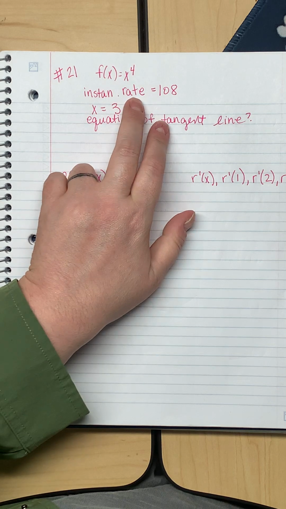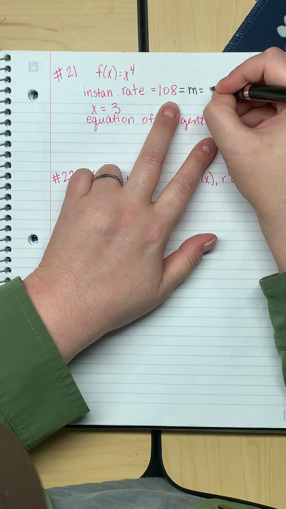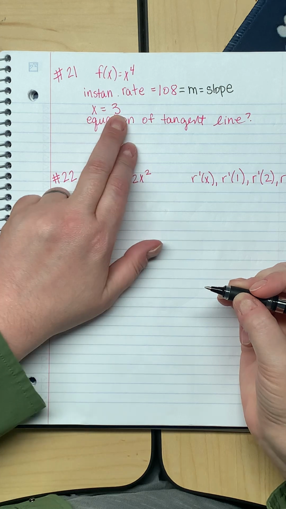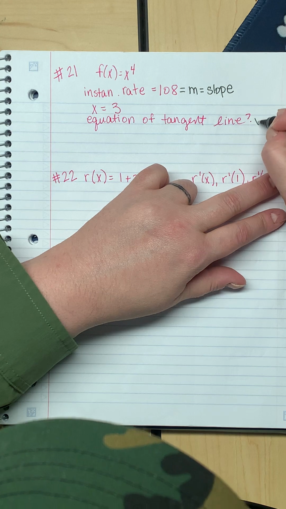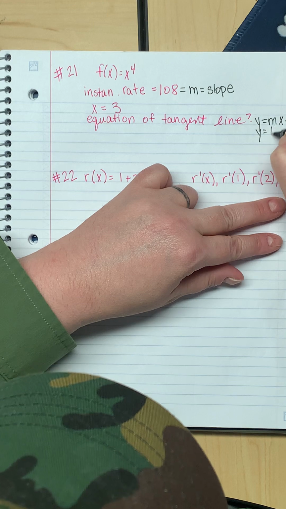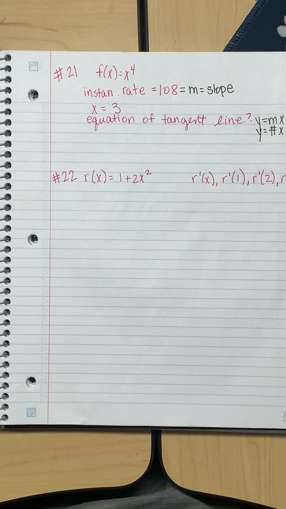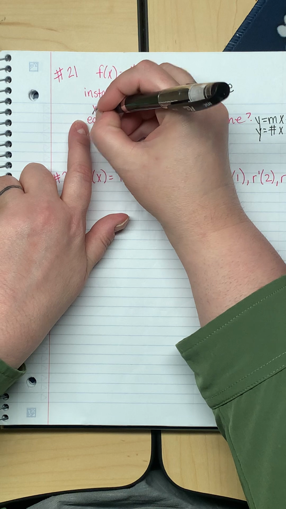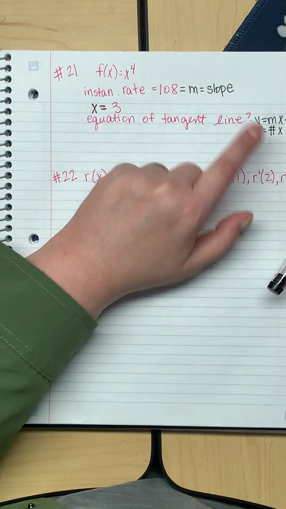Then it says the instantaneous rate of change is 108. That's our letter m, or our slope. Okay, x equals 3, that's the x value. Now it says, what's the equation of the tangent line? That's y equals mx plus b, where there's a number where the m is and the b is. So, out of all these letters, I got my m and I got my x. I don't have my b and I don't have my y.